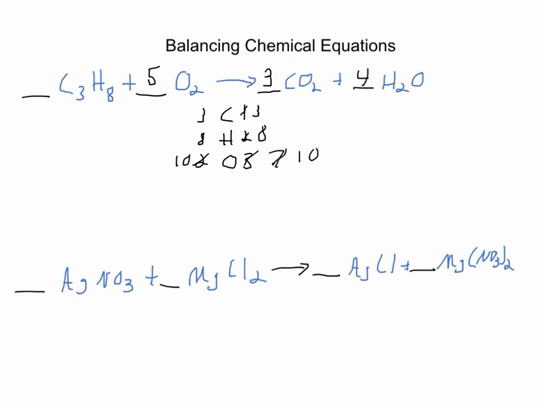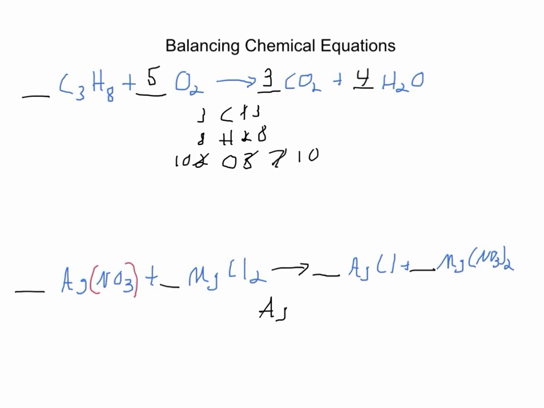The last example that I'll go through with you is silver nitrate plus magnesium chloride yields silver chloride plus magnesium nitrate. So the elements we have are silver, and then notice that nitrate, NO3, appears the same on both sides. Recognize this as a polyatomic ion. So actually, I'm going to put my polyatomic ion in parentheses on this side because it's in parentheses on this side.